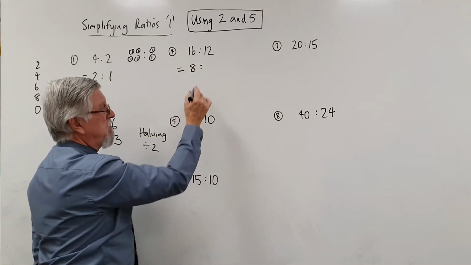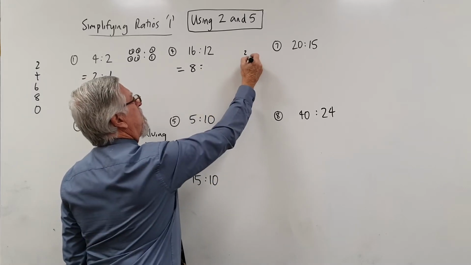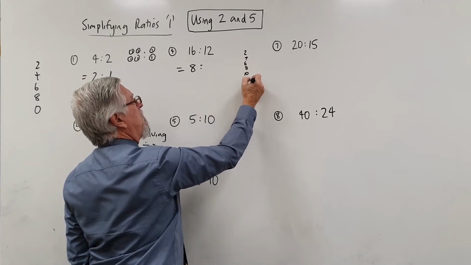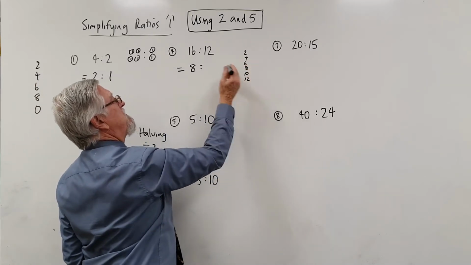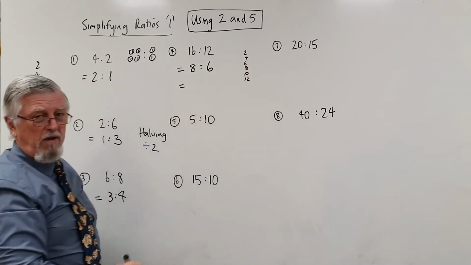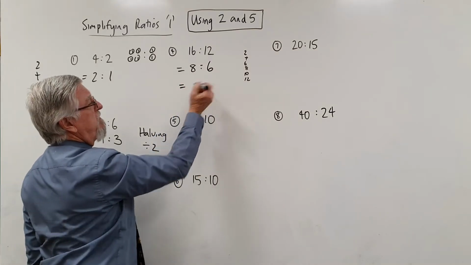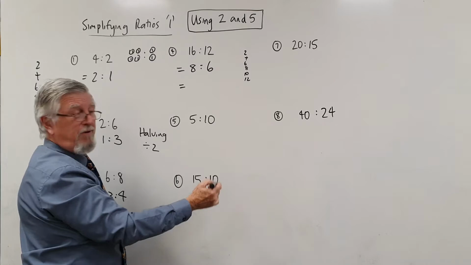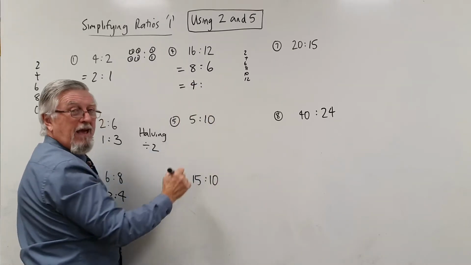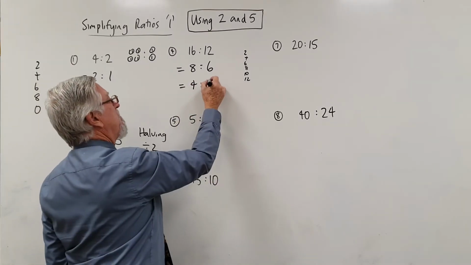Now 2 into 12, so you can go 2, 4, 6, 8, 10, 12. So how many times did we go in? 1, 2, 3, 4, 5, 6. Now they're still both even, and because they're still both even, we can halve again. So half of 8, or how many 2s go into 8, and we've got the 4, and how many 2s go into 6, and we've got the 3.